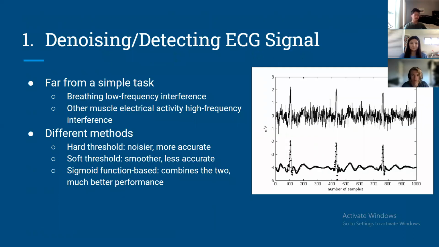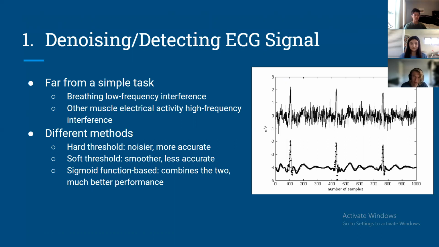All right, so the very first step before we even classify and extract the features is the denoising, or detecting the actual ECG signal. This is far from a simple task because, for example, breathing will interfere with lower frequency parts of the ECG, and other muscle activity besides your heart will interfere with the high end. So we start with the higher graph on the right, and we need to get to the lower one.